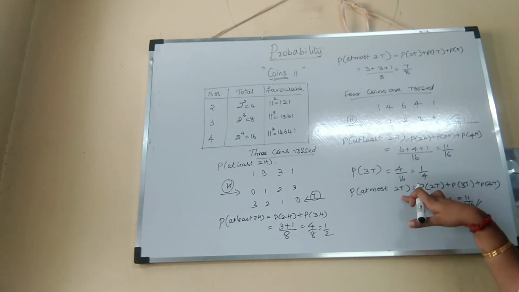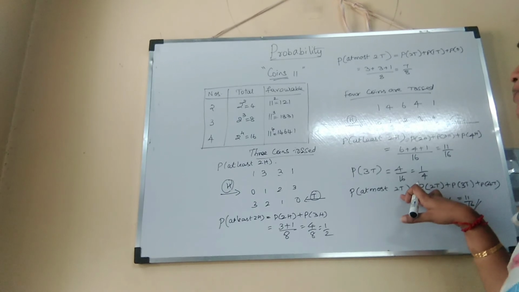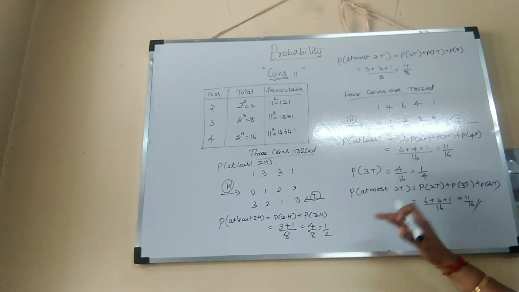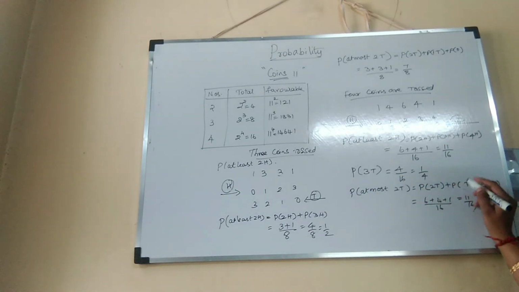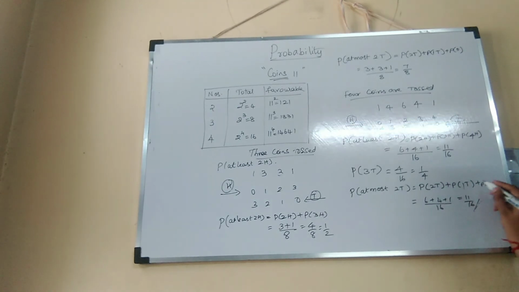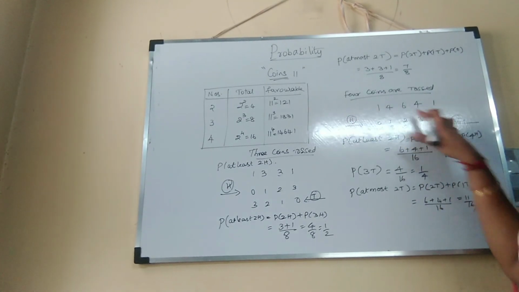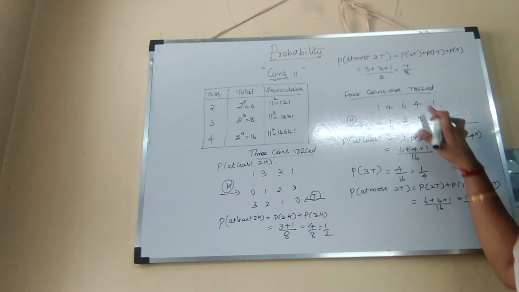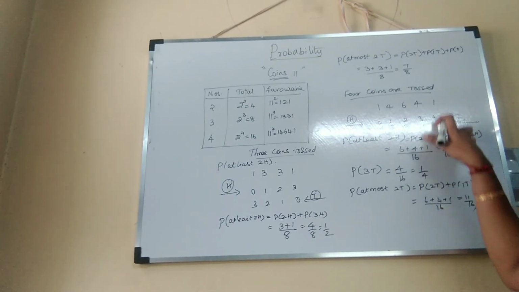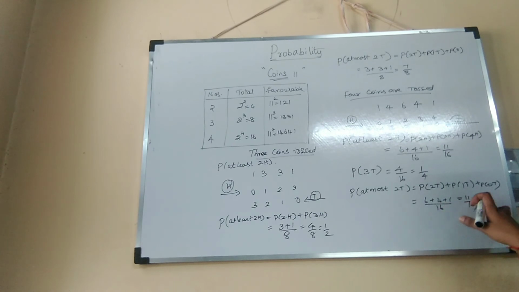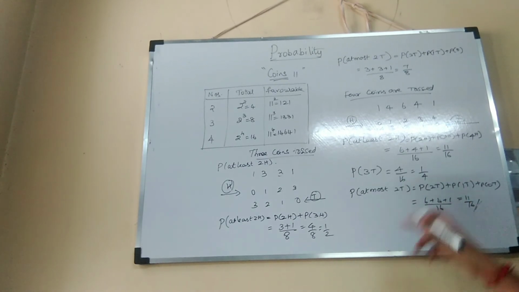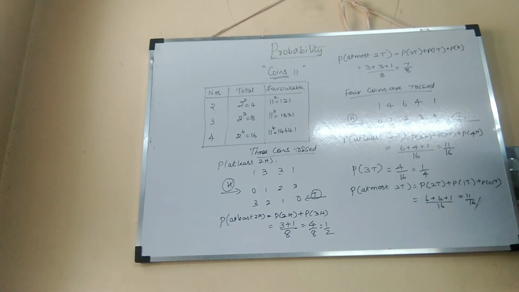Now similarly, at most 2 tails. At most 2 tails means you have to take 2 tails, 1 tail and 0 tails. What is 2 tails? If 2 tails comes, it is 6. 1 tail comes, it is 4. And 0 tails comes, it is 1. So 6 plus 4 plus 1 by 16, that is 11 by 16. So the probability of at most 2 tails is 11 by 16.